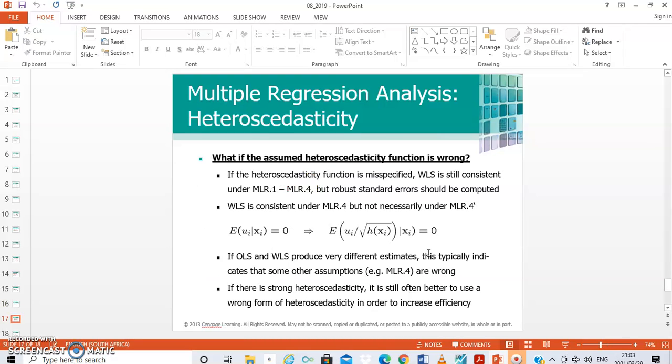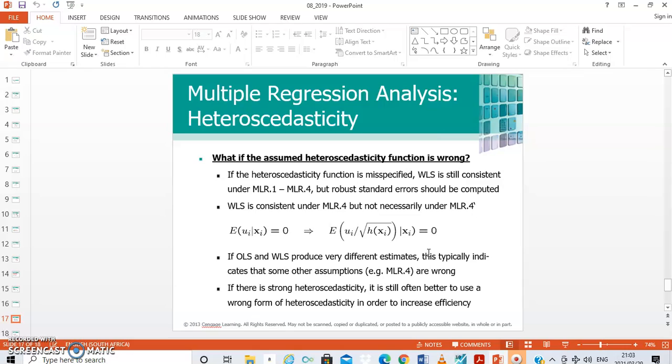Now, the question will be, what if the heteroscedasticity function that we have assumed is wrong? If there is such a misspecification in terms of the function, the weighted least squares will still remain consistent under the multiple linear regression assumptions 1 to 4. So remember that we have 10 assumptions, but the robust standard errors should be computed. In other words, you cannot just use the ordinary standard errors.